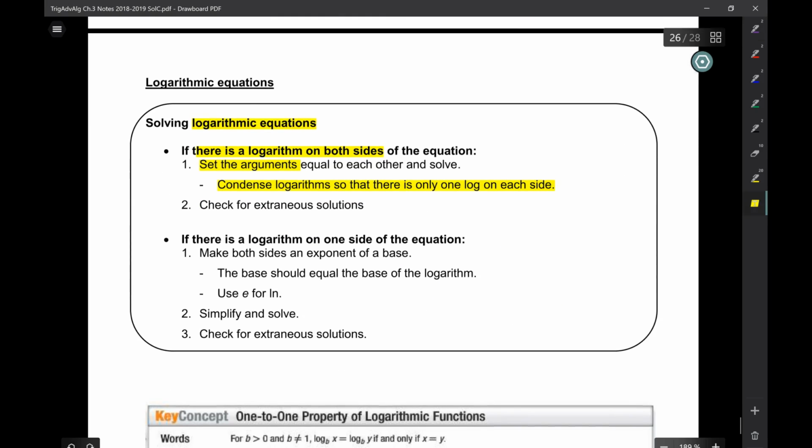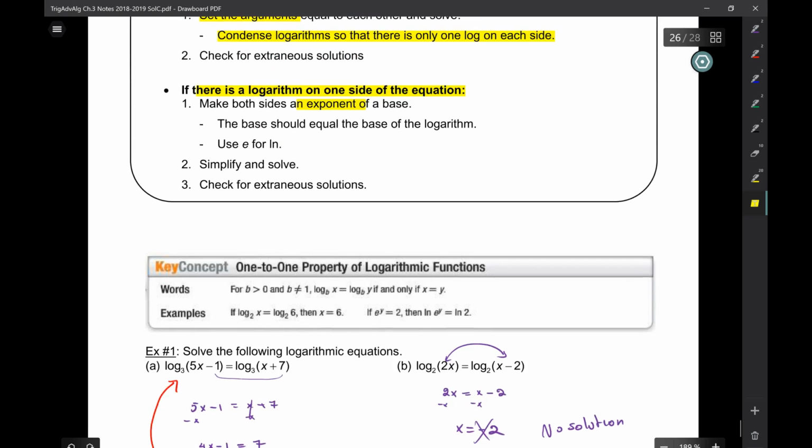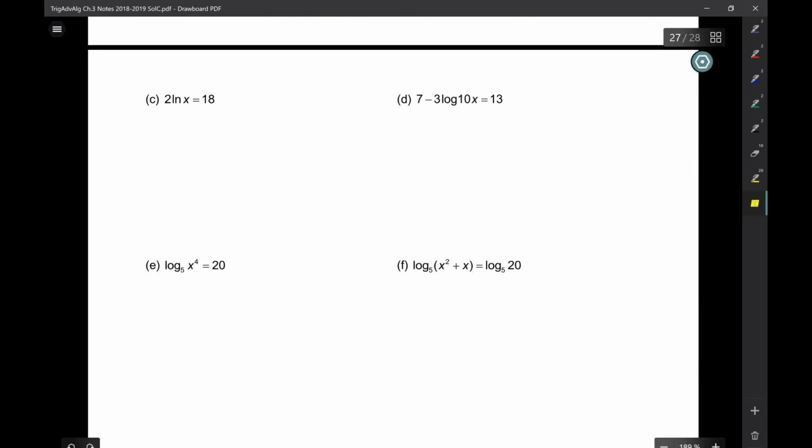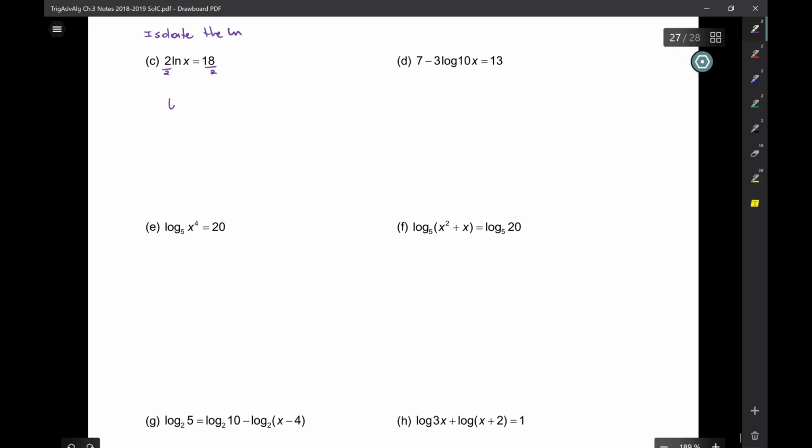Now, if you have a logarithm on one side, right, you want to use the concept of exponents. So look at this one. The first thing you want to do is isolate the ln. All right, how am I going to isolate the ln here? Divide by 2. So now, ln of x is equal to 9. Okay, so here I have ln of x is equal to 9.